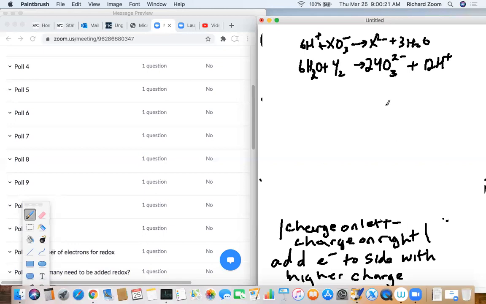All right. This is a really good one. For the top one, how many electrons need to be added? I'm not worried about the side here in this case. Just tell me how many you think need to be added. Come on. I'll give you another 10 seconds. 9, 8, 7, 6, 5, 4, 3, 2, 1. Okay, end poll.